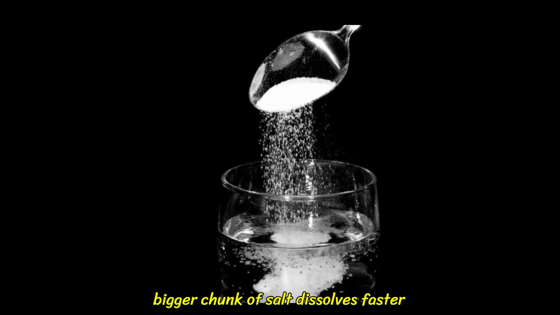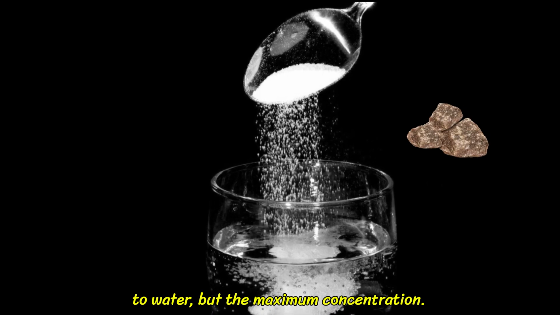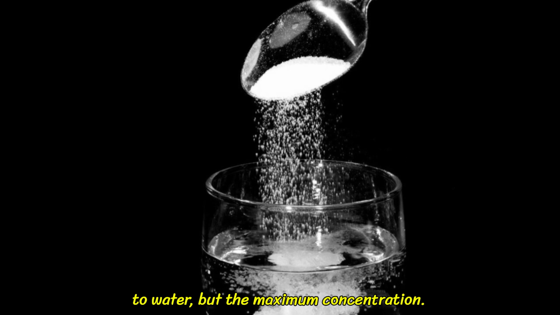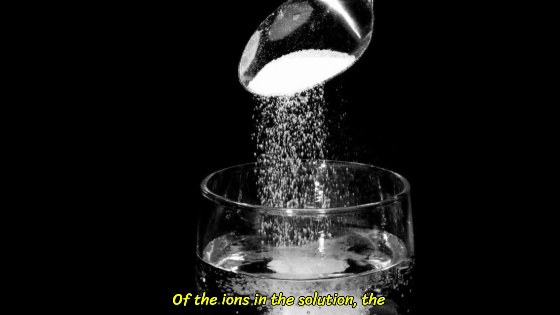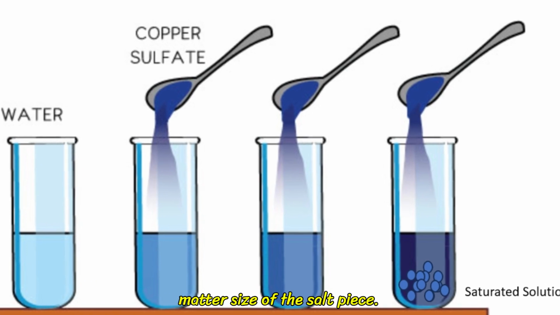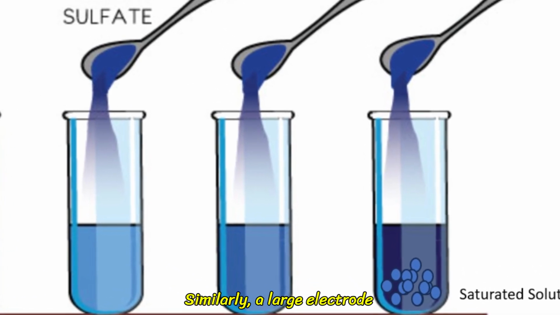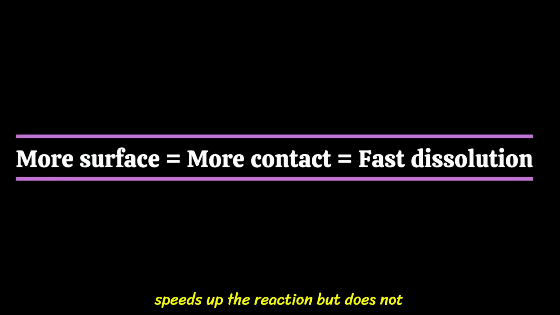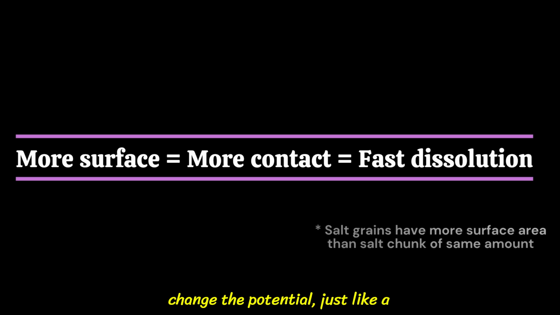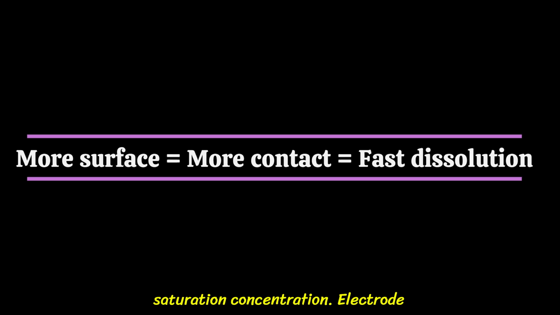A bigger chunk of salt dissolves faster because it has more surface area exposed to water. But the maximum concentration of the ions in the solution, the saturation point, remains the same, no matter the size of the salt piece. Similarly, a large electrode speeds up the reaction but does not change the potential, just like a bigger chunk of salt doesn't change the saturation concentration.